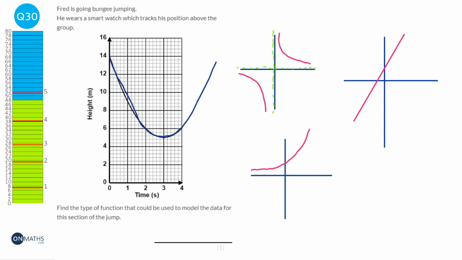So if we carry this on, it could be a nice U shape. It could also be a cubic graph as well. So it could go up and then down and then up, and that's a cubic graph. But the most obvious one is a quadratic graph. So quadratic function.